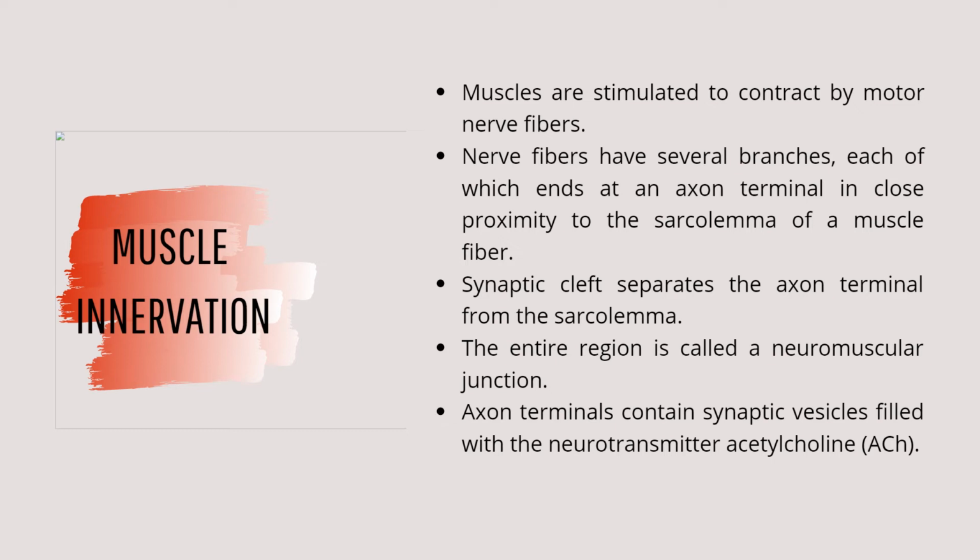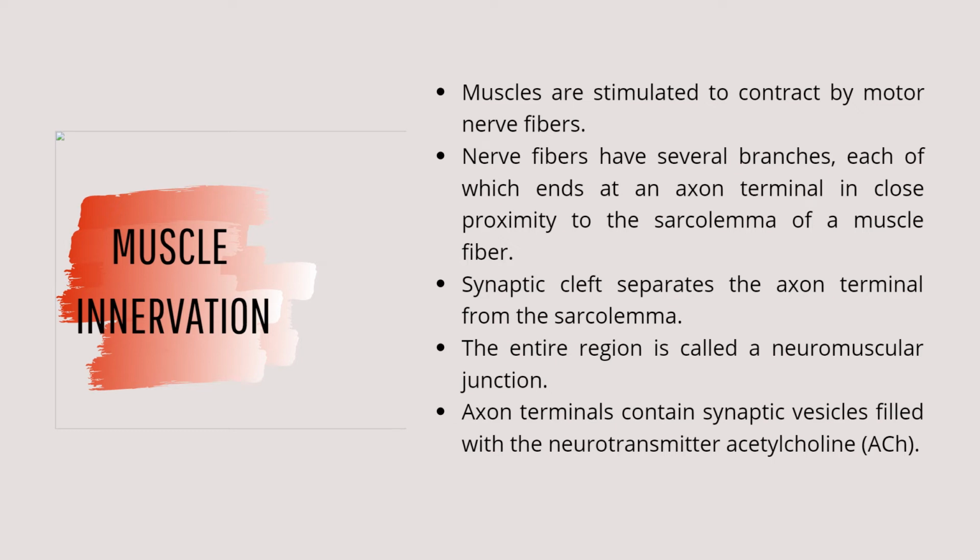In nerve fibers, there are several branches where at the end of the nerve fibers, there is an axon terminal which is very close to sarcolemma of a muscle fiber. Next, there's an area called synaptic cleft which separates the axon terminal from the sarcolemma. And the entire region of this area is called neuromuscular junction.